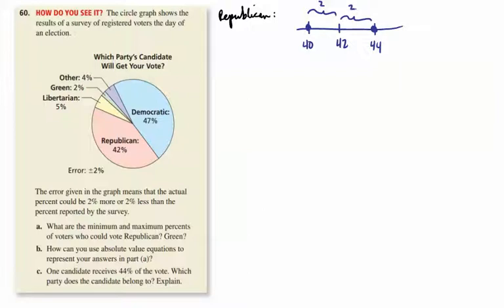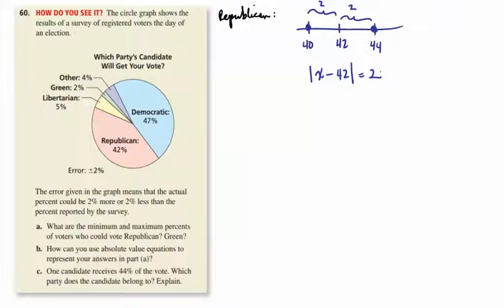And the second part, B, is going to say how can you use absolute value equations to represent your answers in part A. So we'll just go ahead and do that part right now. So we would have the absolute value of x minus the center equals the distance from the center. So the absolute value equation that could represent the minimum and maximum percents of voters who could vote Republican is given there.